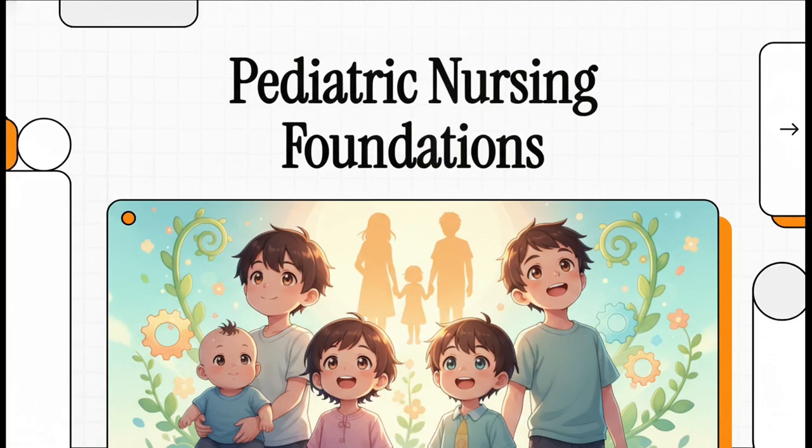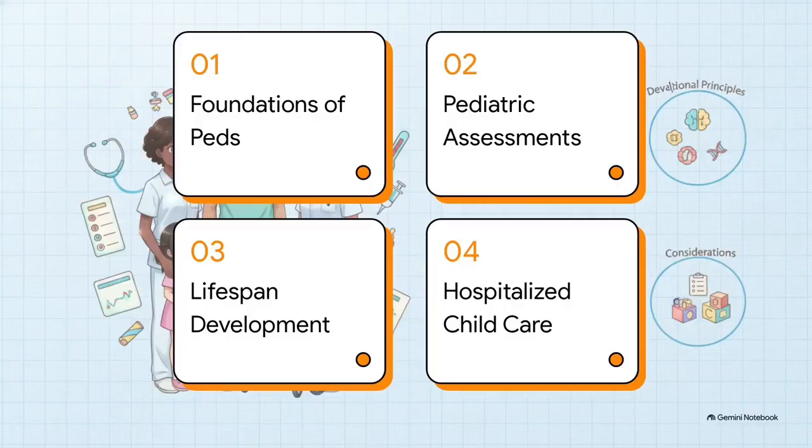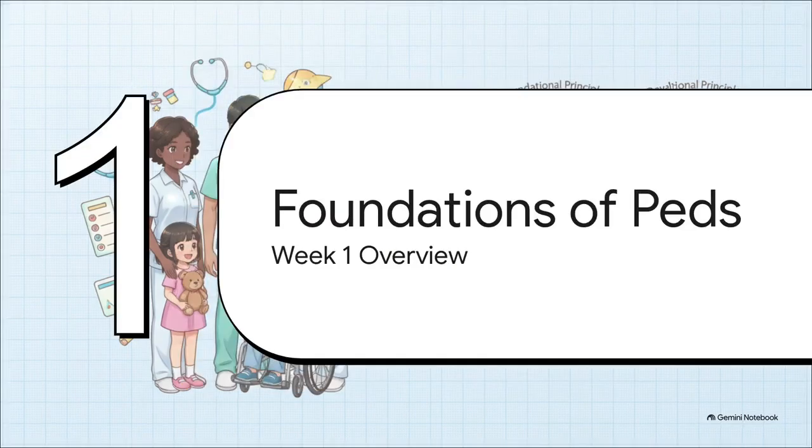To really master pediatric nursing, we have to look at the patient through a completely different lens, one of constant growth, rapid development, and complex family dynamics. I know looking at 19 dense syllabus objectives can feel a bit overwhelming, but don't sweat it. We've neatly organized everything into 4 straightforward sections: foundations of pediatric nursing, performing pediatric assessments, development across the lifespan, and finally, care of the hospitalized child. All right, let's jump right into Section 1, Foundations of Pediatric Nursing.